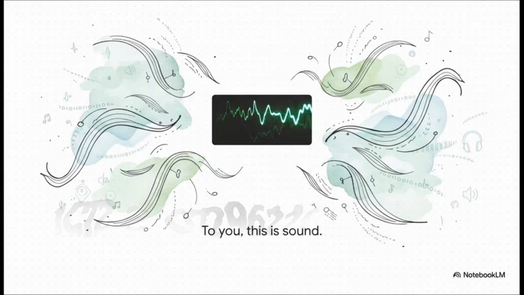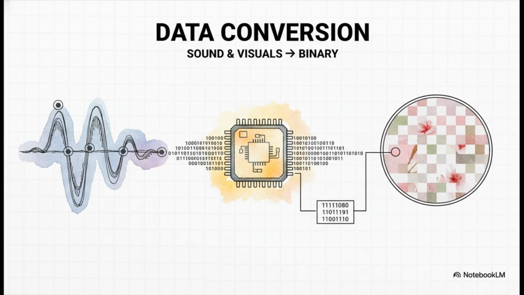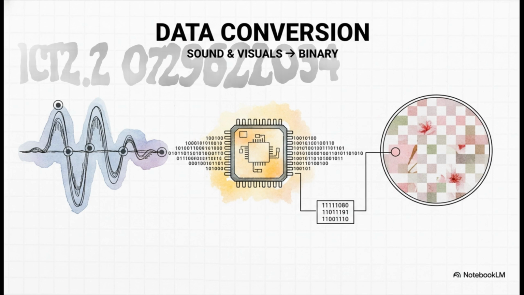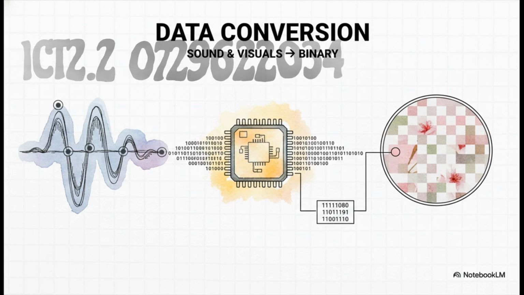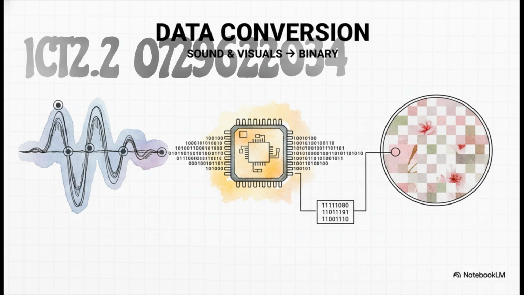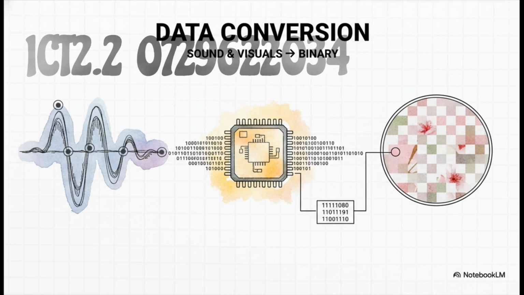And this doesn't just work for text. I mean, take sound. To us, sound is a wave, right? It has peaks, it has valleys. And your computer captures that sound by taking thousands of little measurements every single second. It records each one of those measurements as, yep, you guessed it, a binary number. And that beautiful picture of the cherry blossoms, same deal. It's just millions of tiny dots or pixels, and the color of every single dot is represented by a binary number. When you get right down to it, everything is just ones and zeros.